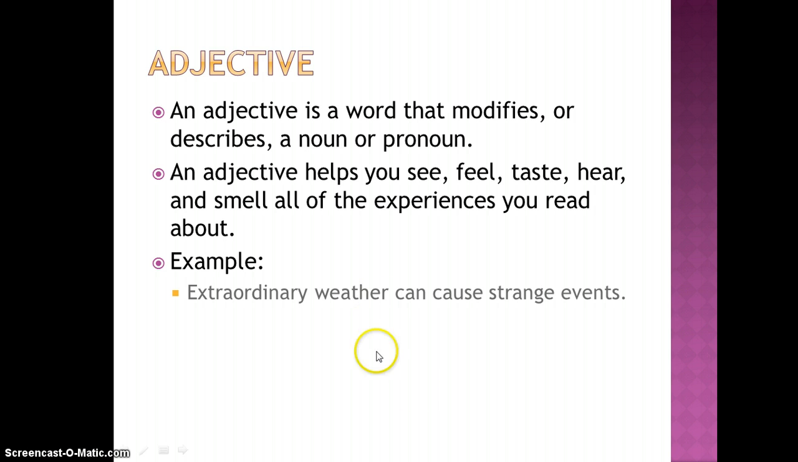Okay, so we've gotten rid of these three words. What can it cause? It can cause events. What are events in this situation? It would be a noun. So we have two words left: extraordinary and strange. Let's look back up here. It's a word that modifies or describes a noun. So this is descriptive. Extraordinary describes the kind of weather. Strange describes the kinds of events. So our adjectives are extraordinary, and that modifies the word weather, and strange modifies the noun events.